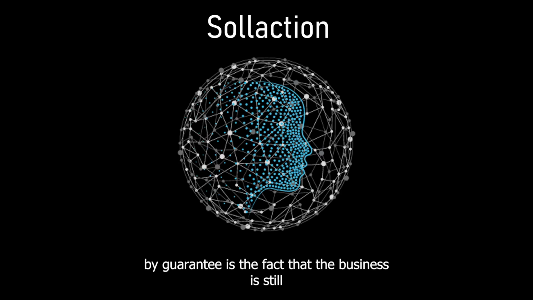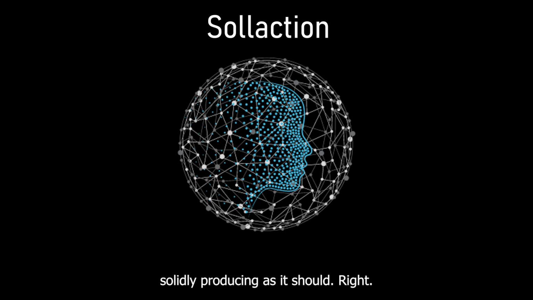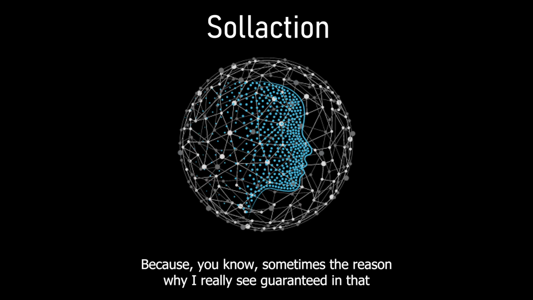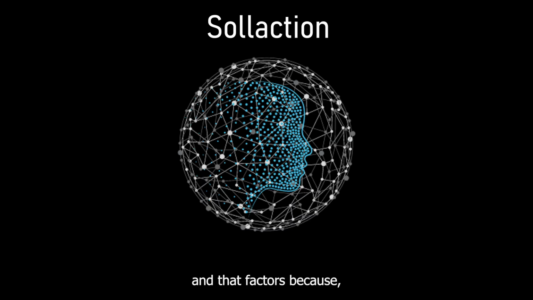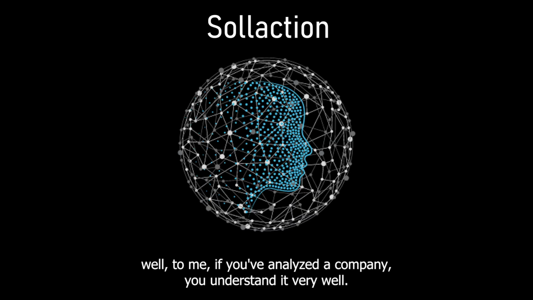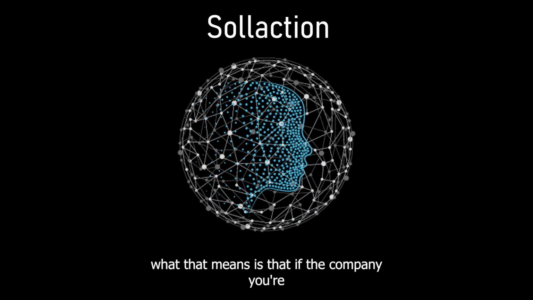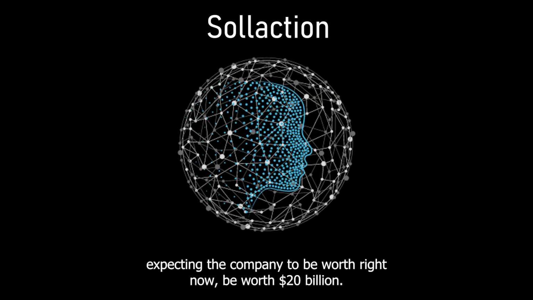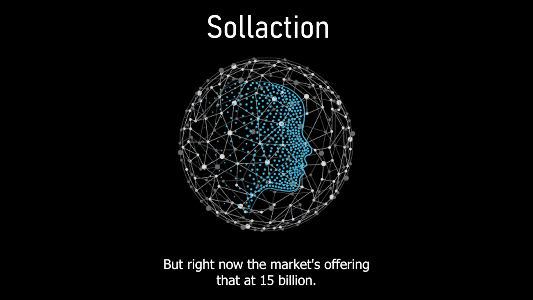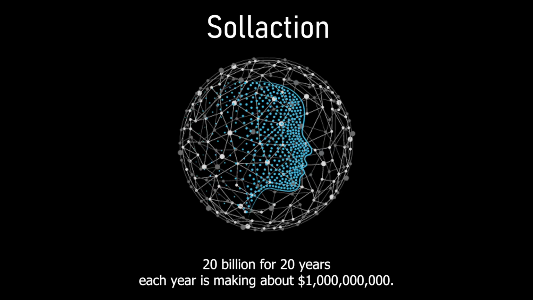Recall that what I mean by guarantee is that the business is still solidly producing as it should. If you've analyzed the company and you understand it very well, it's a very hard chance for that company to alter its production phase. What is the production phase? Well, if you're expecting the company to be worth $20 billion, but right now the market's offering it at $15 billion, that means that over 20 years, each year it's making about $1 billion.